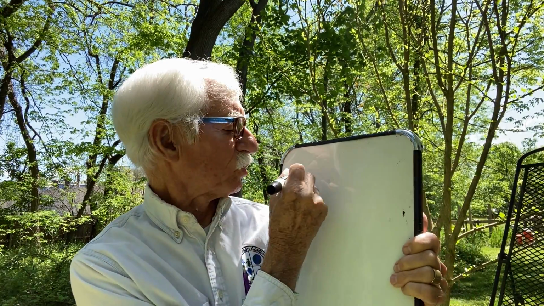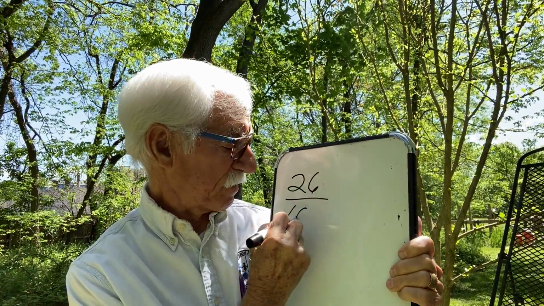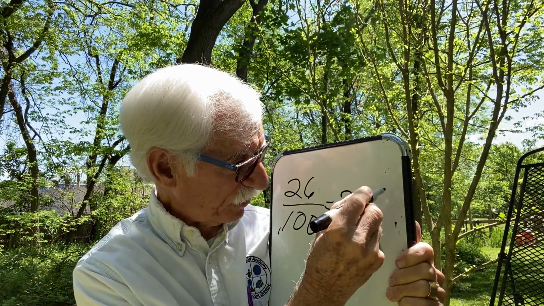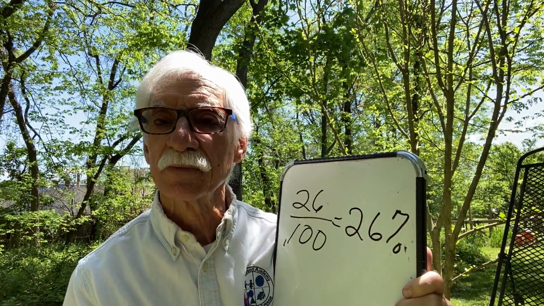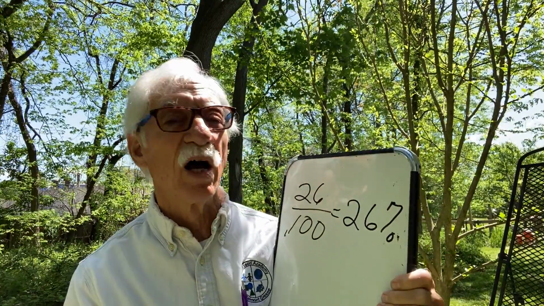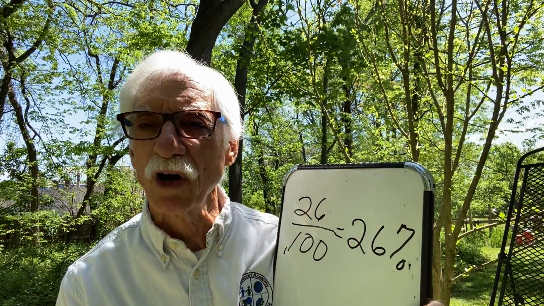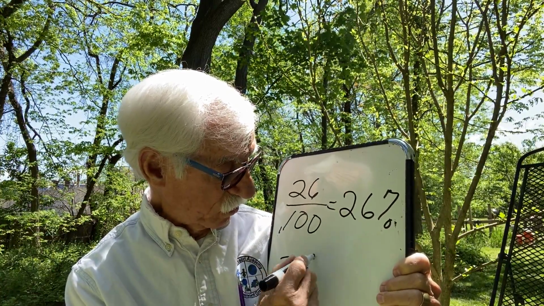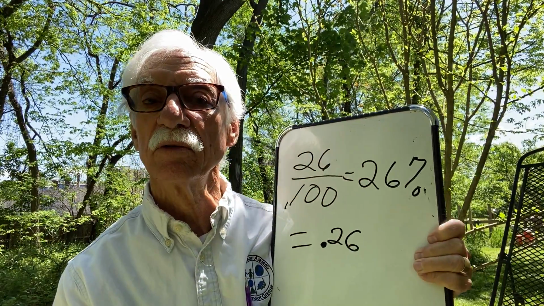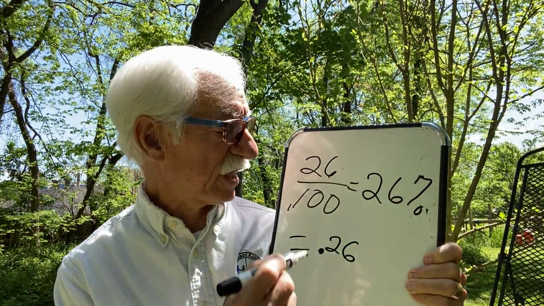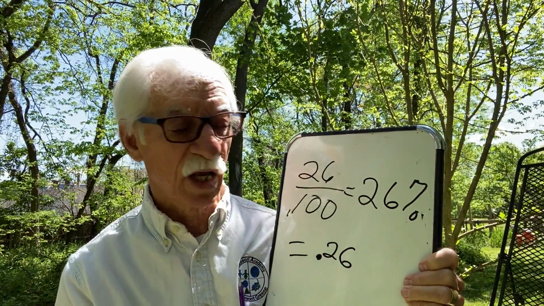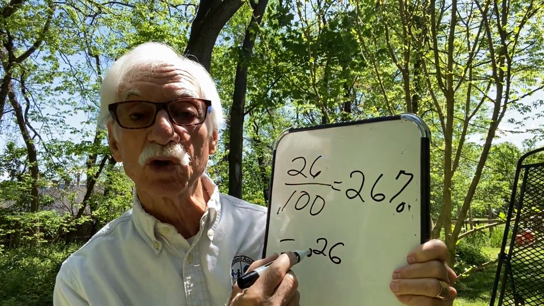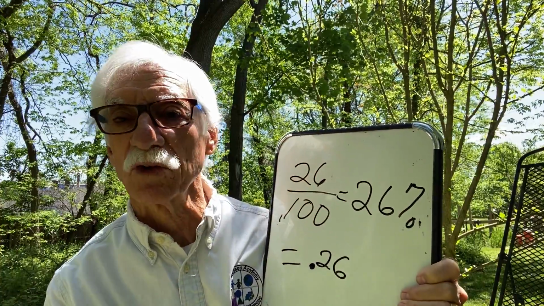What if I have this fraction? 26 hundredths. That equals 26% because the fraction's over 100. So if we want to put any number into a percentage, all you have to do is put it over 100. Now let me show you another way you can write that. That's also equal to 26 hundredths. So a percent can be expressed as a number fraction, 26 hundredths. It can be 26%, or it can be decimal 26 hundredths.